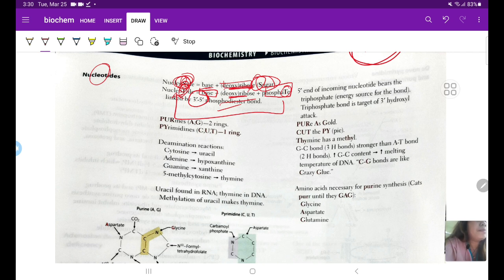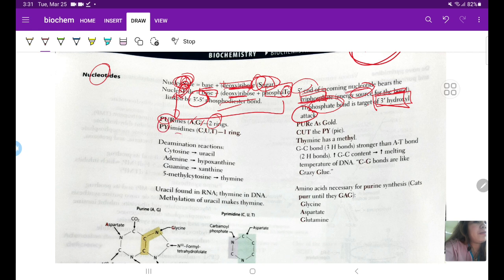Okay. The 5' end of the incoming nucleotide bears a triphosphate, which is the energy source of the bond. So, the triphosphate bond is the target of the 3' hydroxyl attack.